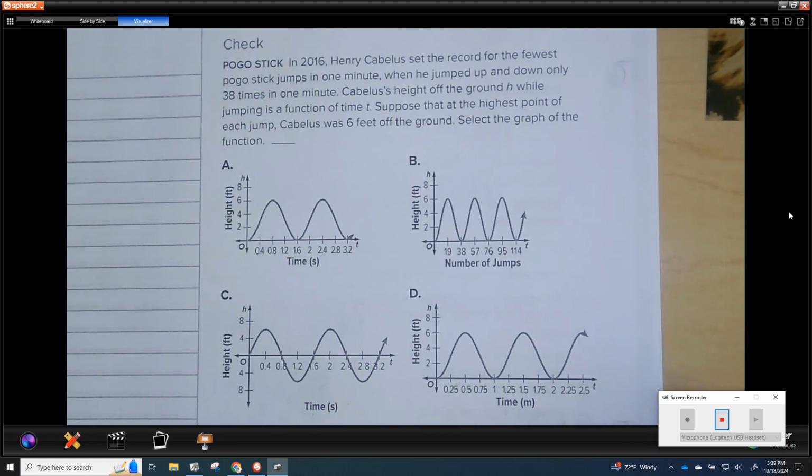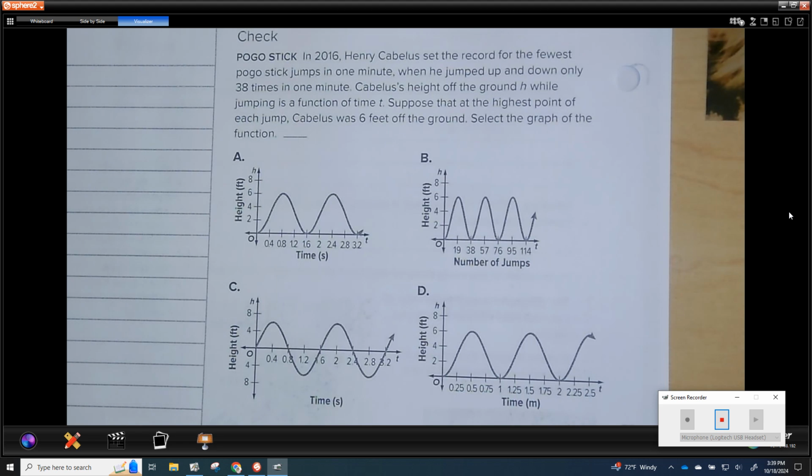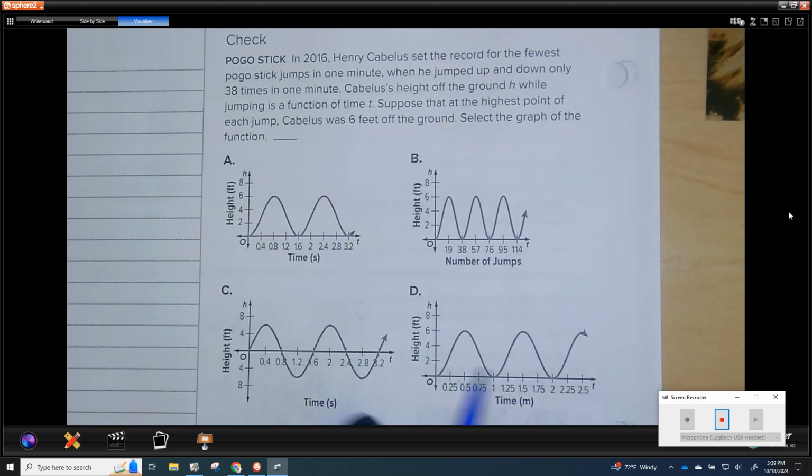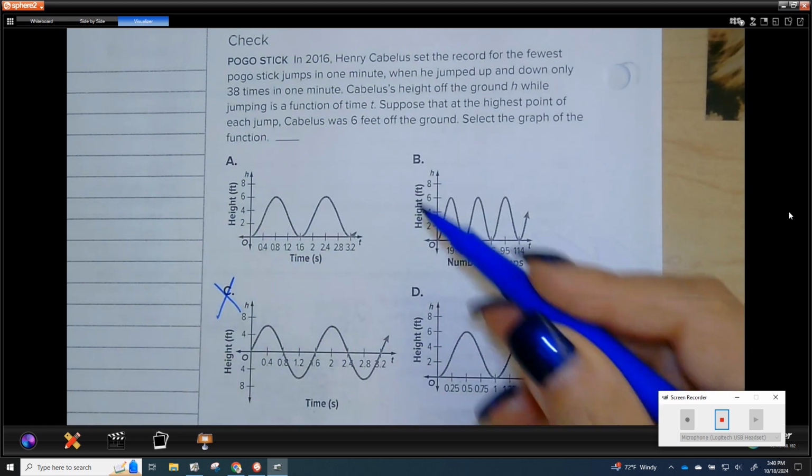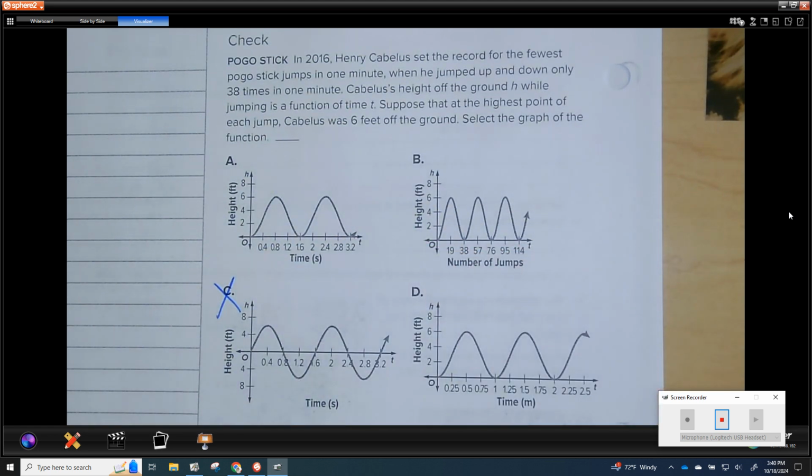So, looking at this. Henry set the record for the fewest pogo stick jumps in 1 minute. He jumped up and down only 38 times in 1 minute. His height off the ground, h, is a function of time. Suppose the highest point of each jump was 6 feet. Select the graph of the function. Now, this one doesn't make sense because the height goes underground. He didn't really go underground. He goes from 0 to 6, so it's not this one. So 0 to 6, 0 to 6, 0 to 6. All those are 0 to 6.